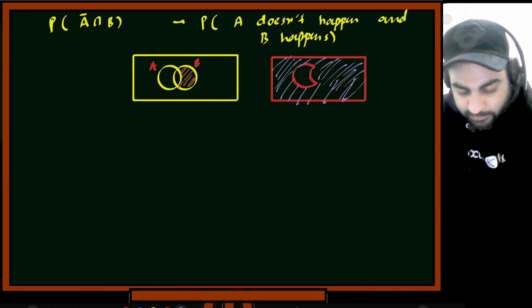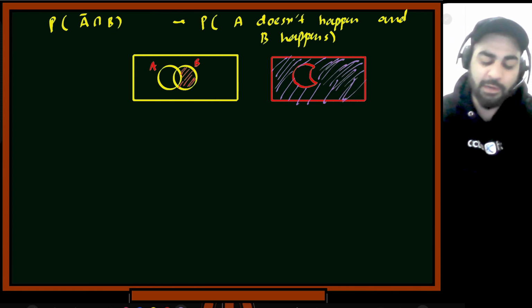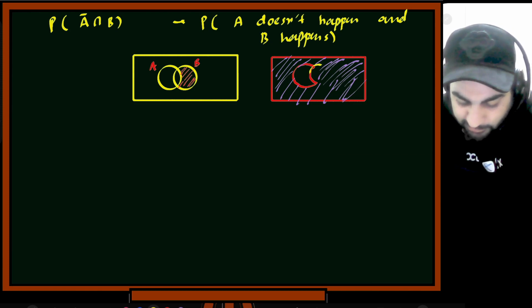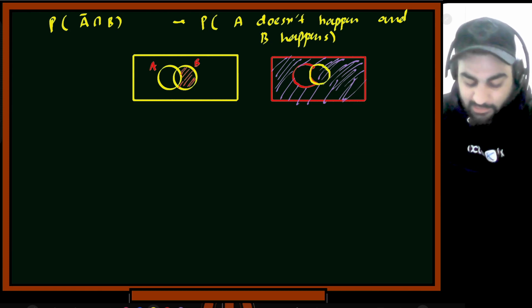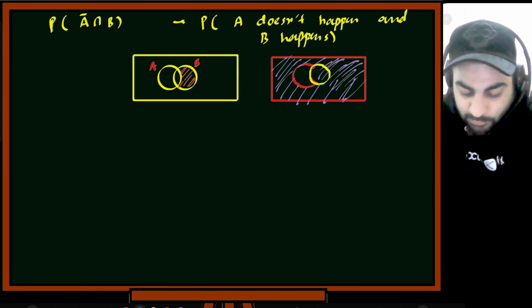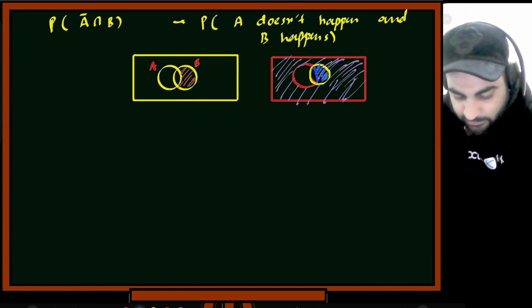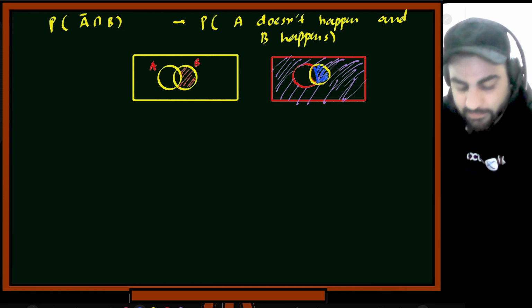Okay, this is my whole. Now I'm saying A complement intersection B. So what is B? If you now take the B, B was this much. Okay, what is the overlap? The overlap between these two is this much. So just take it out. And this is the overlap between these two.